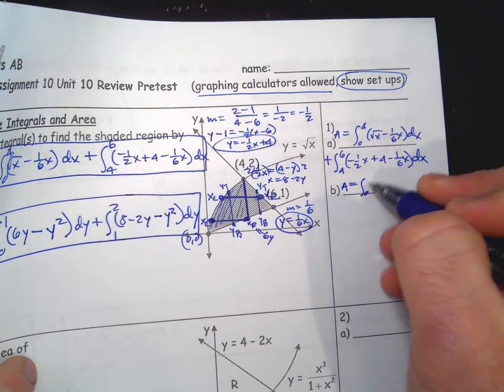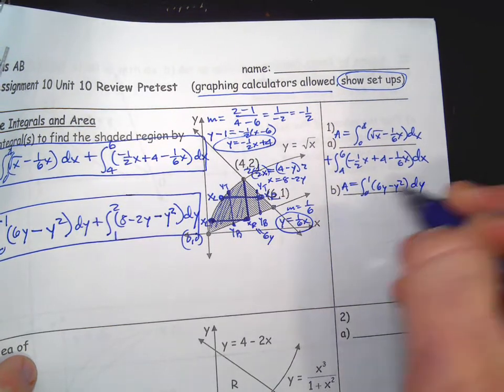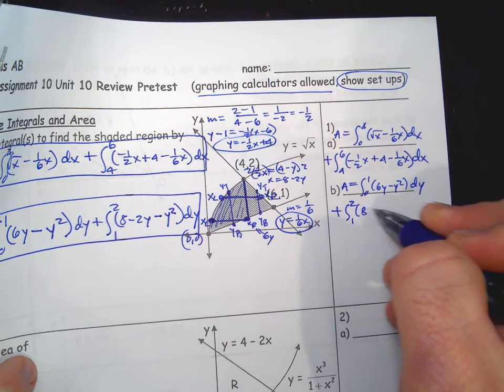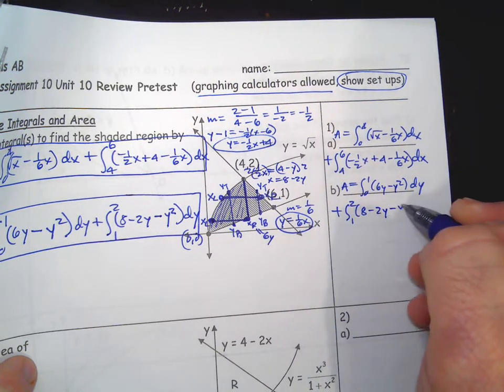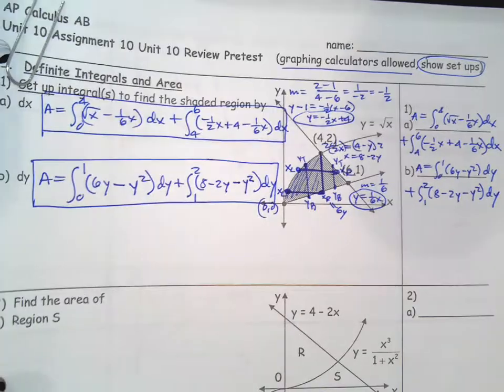0 to 1, 6y minus y squared dy. Got to put the dy's, got to put the parentheses. I will take off points for all of those. Got to put the limits. You have to have these parentheses. You have to have the dy. Okay, don't leave any of that off.